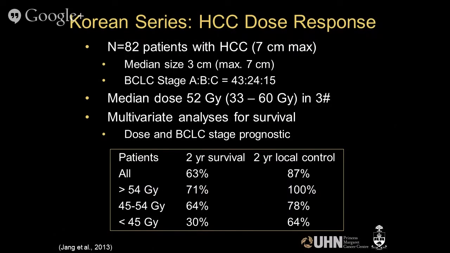There is a suggestion of a dose response, and this is one recent paper that reports outcomes in slightly more advanced liver cancer patients using 3 fractions, 33 to 60 gray. And you can see the improved survival and local control when higher doses were delivered. This was independent on a multivariate analysis. However, there was a correlation between the volume of tumor and dose. So the higher volume lesions tended to get lower dose.